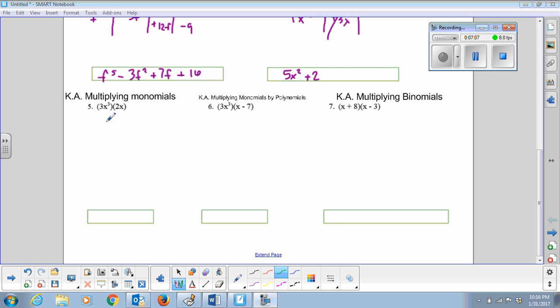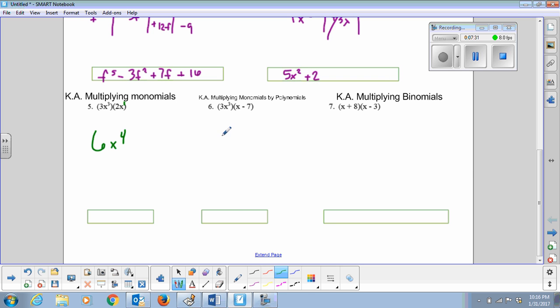All right, for number 5, this was worth 2 points, and the lesson that corresponded with this was multiplying monomials. What you need to know here is that we multiply our coefficients, so 3 times 2 is 6. X is my base, and then we add exponents, so it's 3 plus that invisible 1, so we get 4.